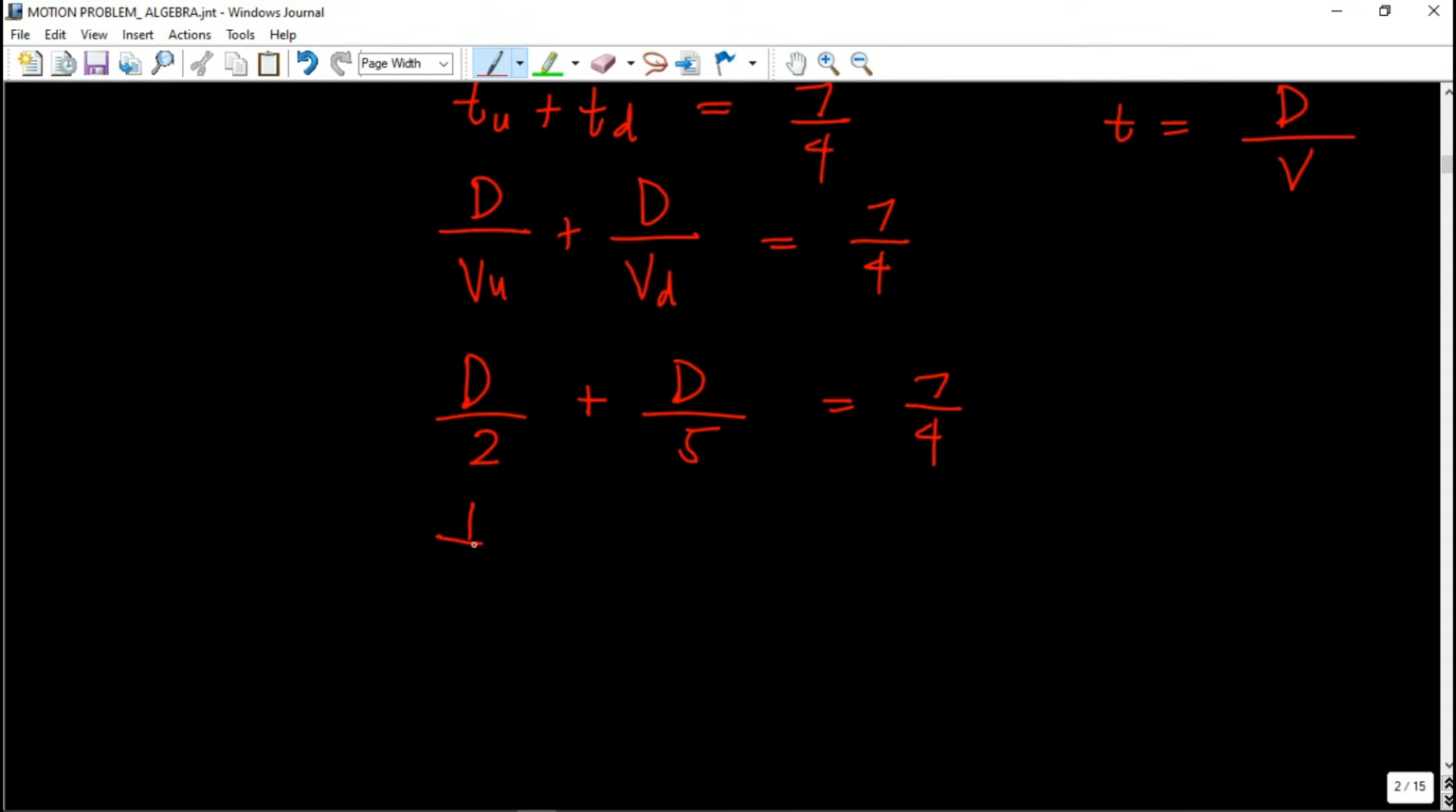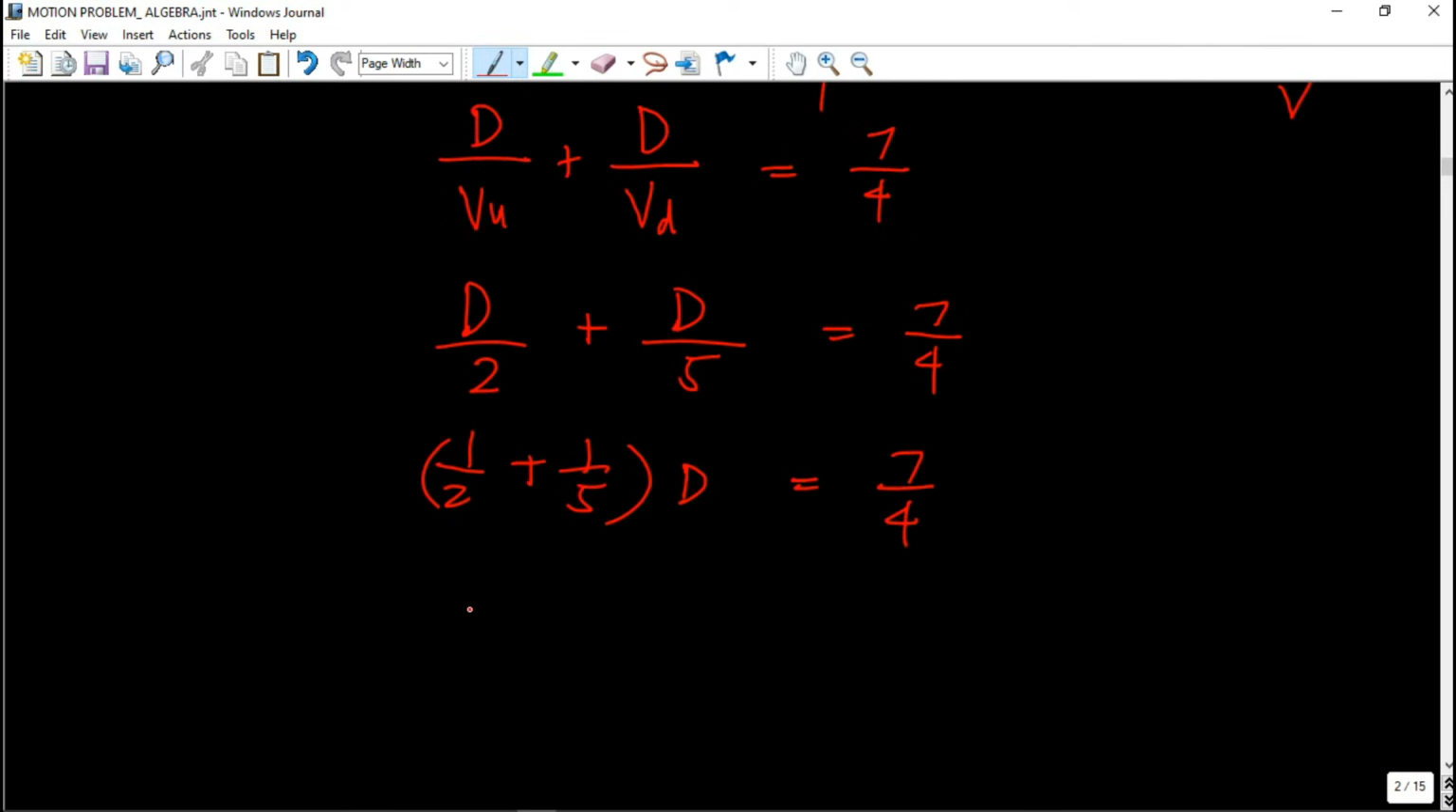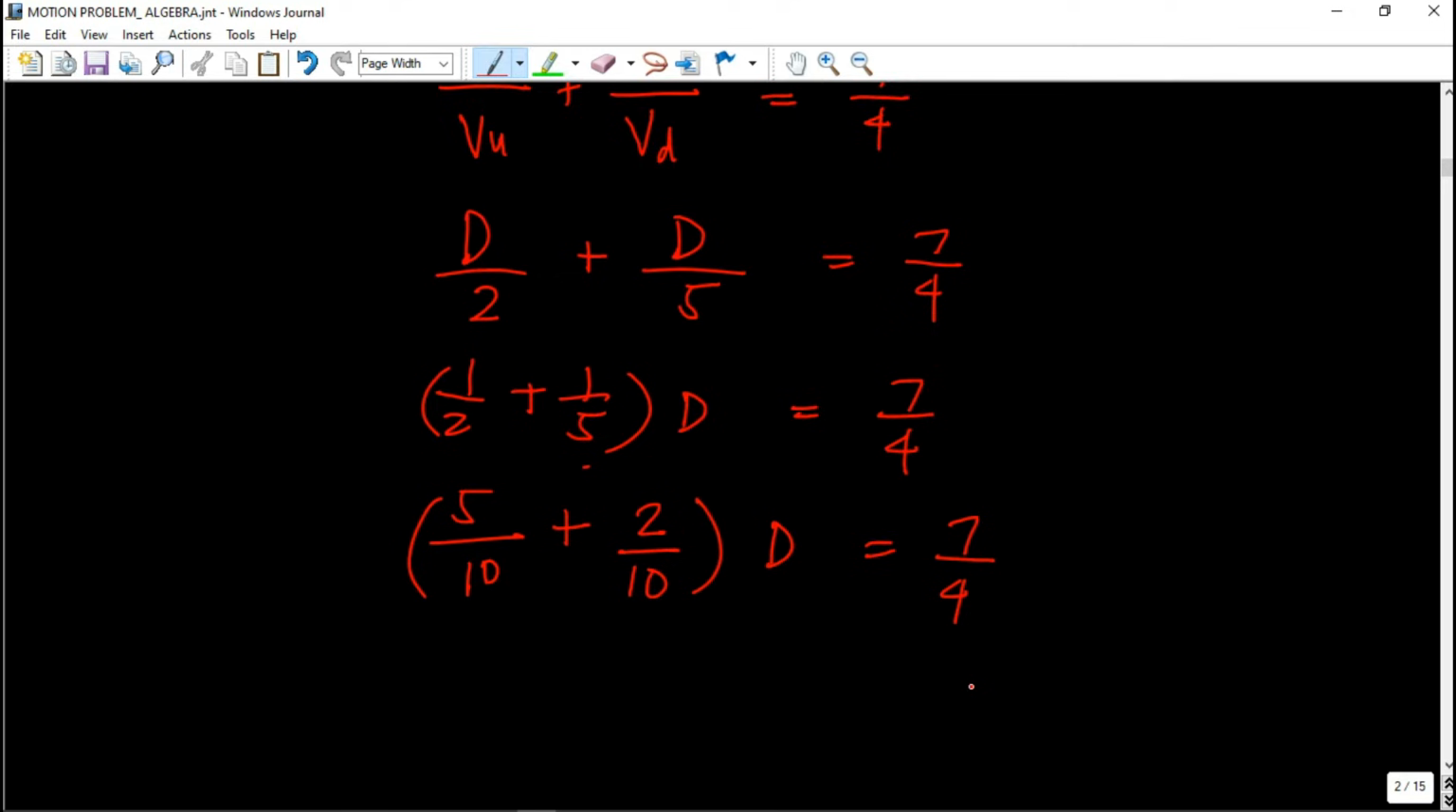So this is 1/2 plus 1/5 quantity. Factor out D, and we have 7/4. For 1/2 plus 1/5, what is the LCD? That is 10. So multiply 1/2 by 5/5, this becomes 5/10, plus multiply 1/5 by 2/2, so this becomes 2/10, times D equals 7/4.